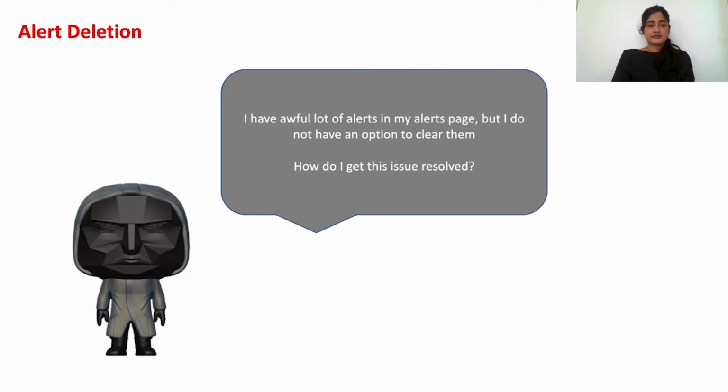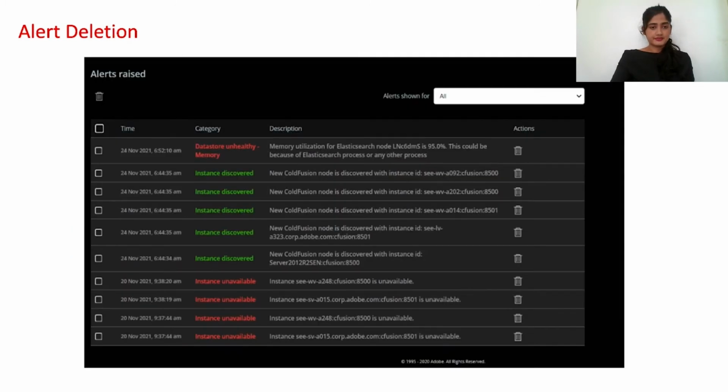Over time, naturally, in the notification page, you will have a huge number of alerts that have been raised. But earlier, we didn't have an option to clear them. Hence, we got the request to provide an option to clear the alerts that have been raised. As you can see, this is the alert notification page. Here we have options to delete single alerts by clicking on the delete option, or select multiple alerts and delete them, or you could also choose to clear all the alerts that have been raised so far.